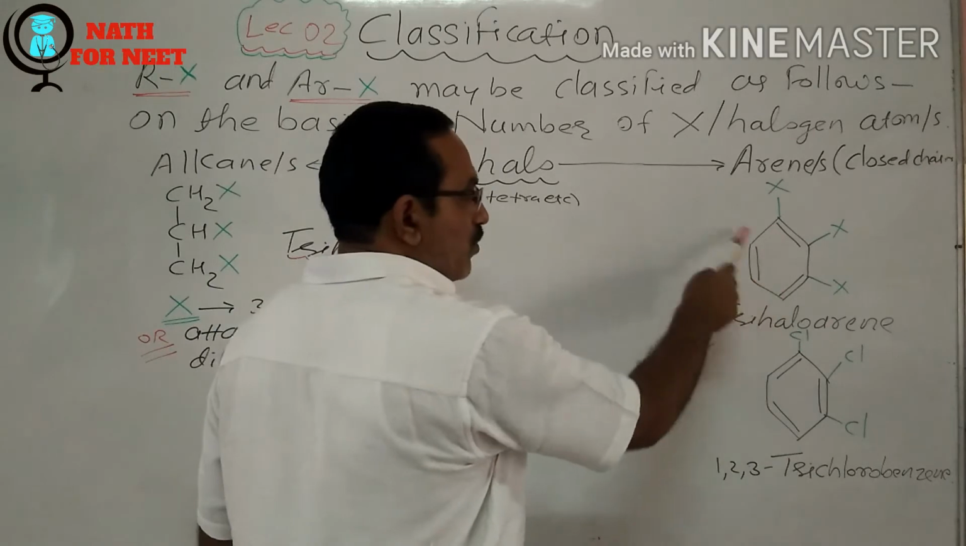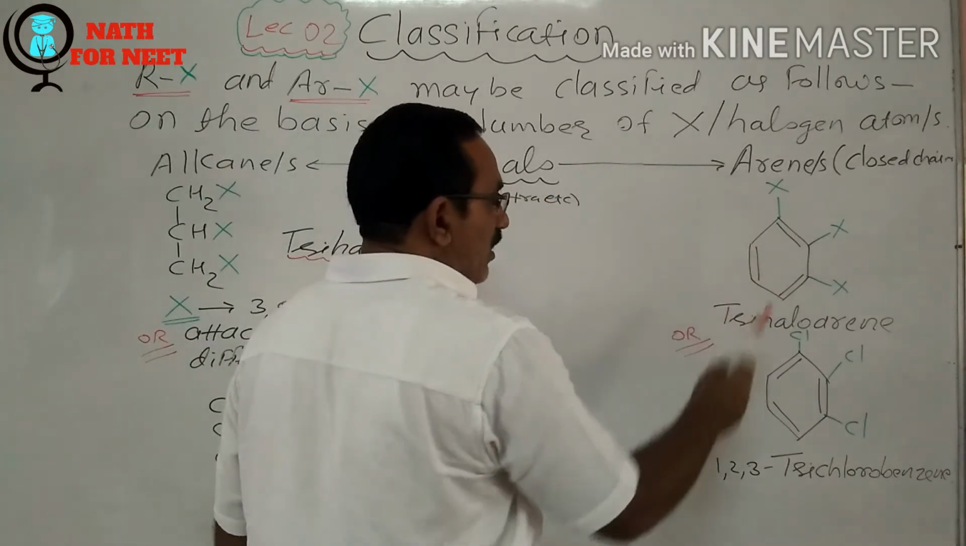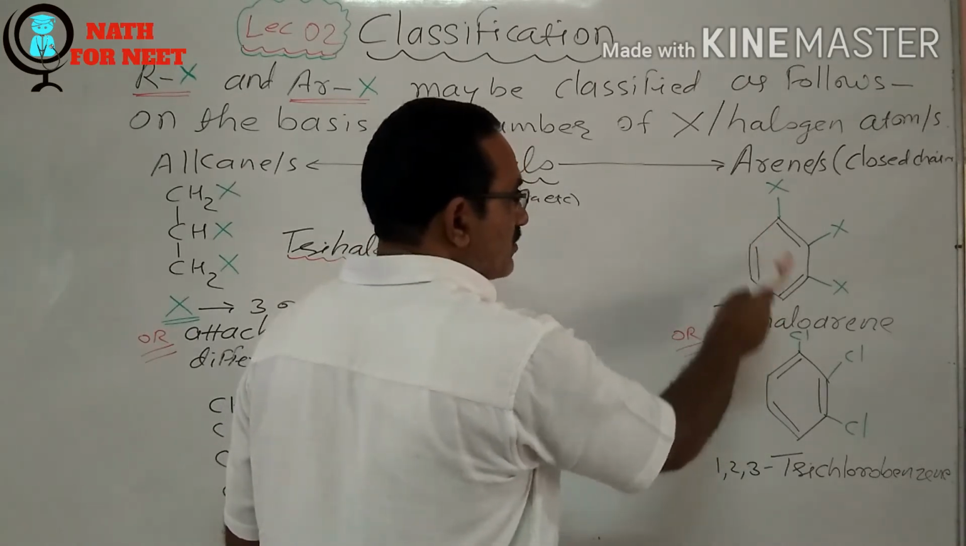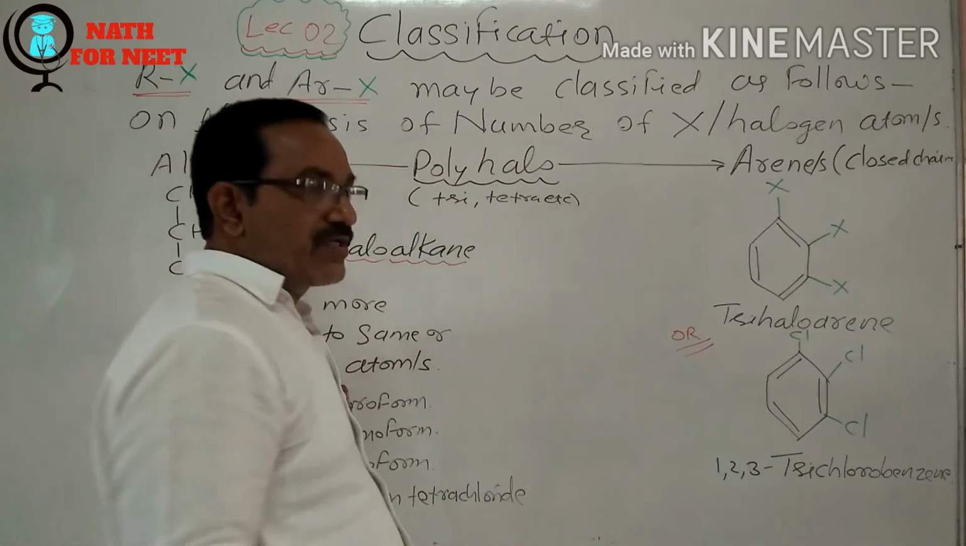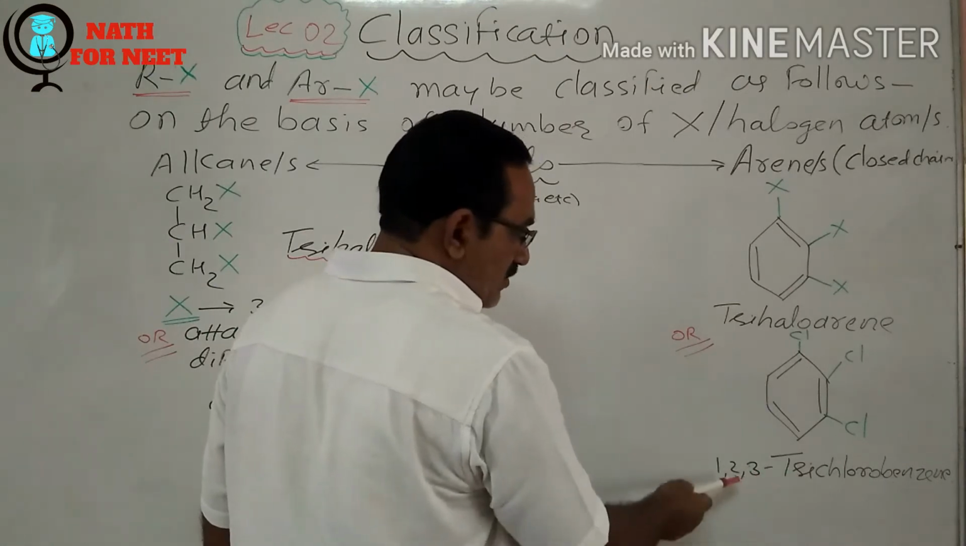And the resultant compound is referred to as polyhaloarene. So this is the trihaloarene. This is the general example, where X indicates the halogen atoms. Then the specific example is like this.